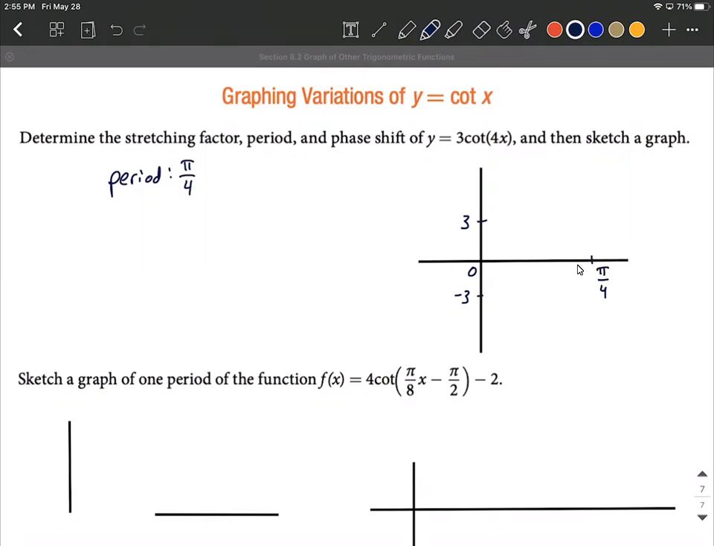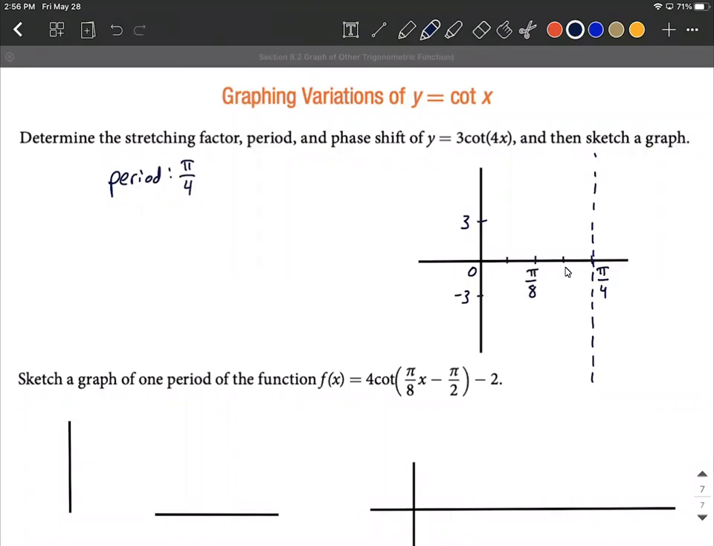Other things to note, being that this didn't get shifted, the y-axis is still going to be a vertical asymptote. And then this value we just came up with is going to be a second vertical asymptote. Other labels on our x-axis, we get one directly in the middle. So half of pi over 4 is going to be pi over 8.